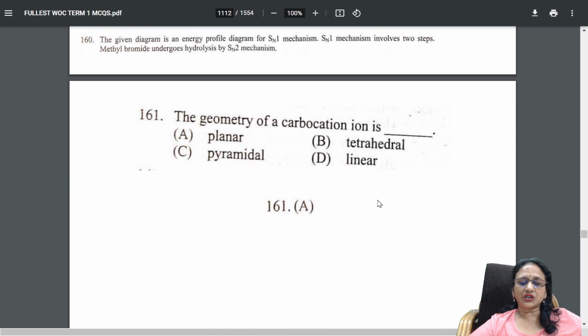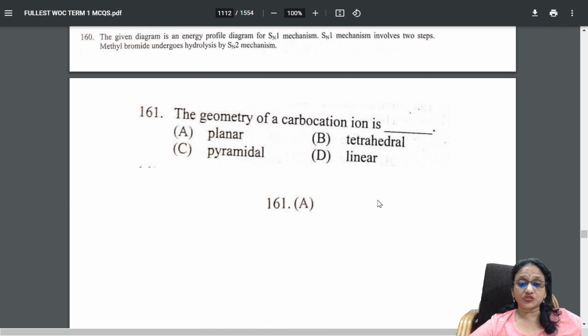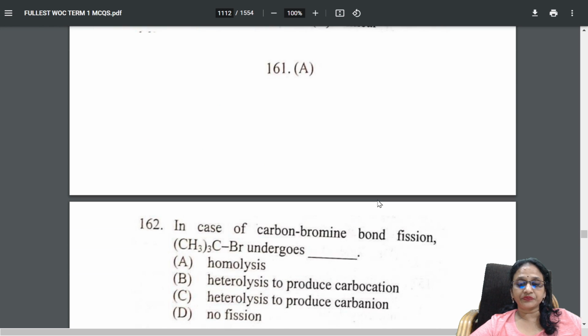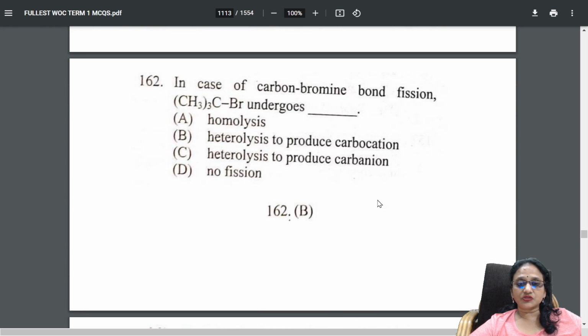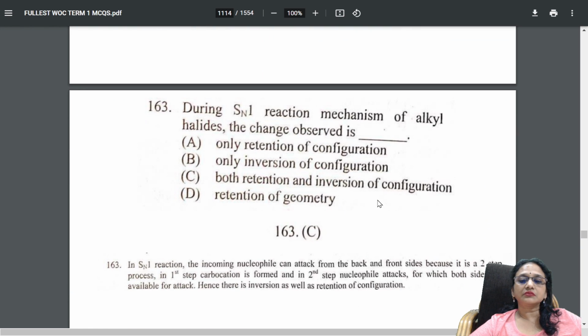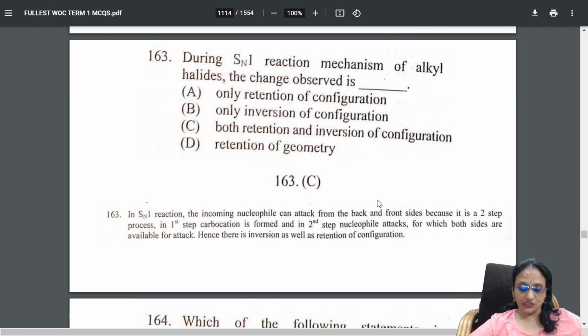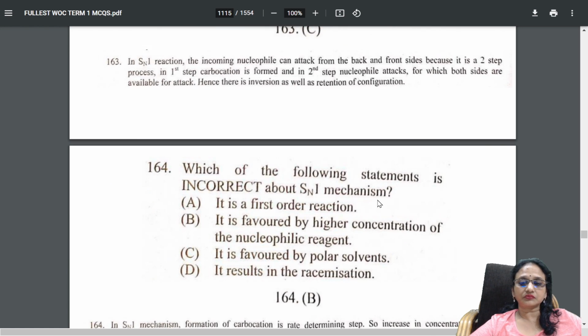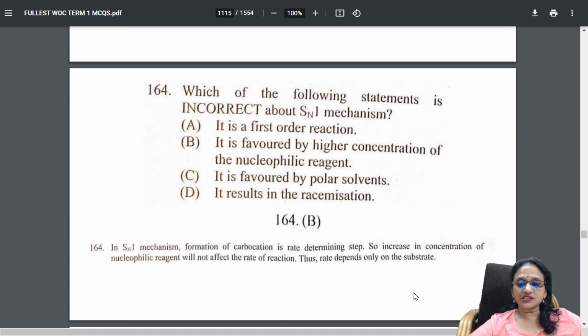What is the geometry of a carbocation? Tertiary carbocation is formed, primary carbocation is formed; what is the geometry? Further questions are asked on the cleavage of the bond. Here, the SN1 mechanism: both retention and inversion of configuration, where is it observed? We have seen the diagram also. The reason is given below. Please go through the question.